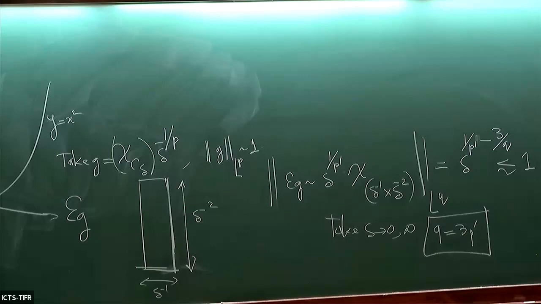So the next thing is that P has to be between 1 and 4. Well, we do the same type of example. Instead of taking one delta function, we'll take delta inverse many delta functions. So this has length delta, and around another point take another delta, and so on. Take disjoint arcs of length delta.